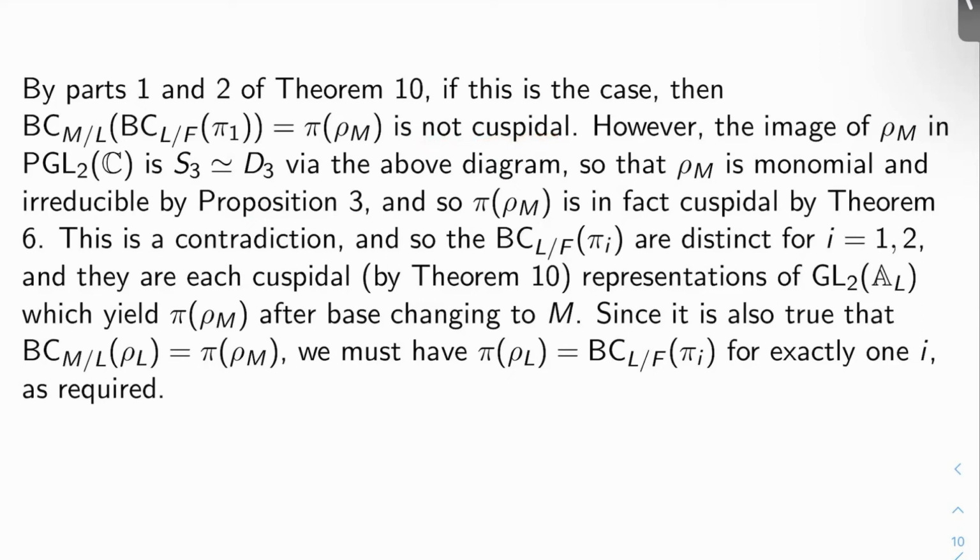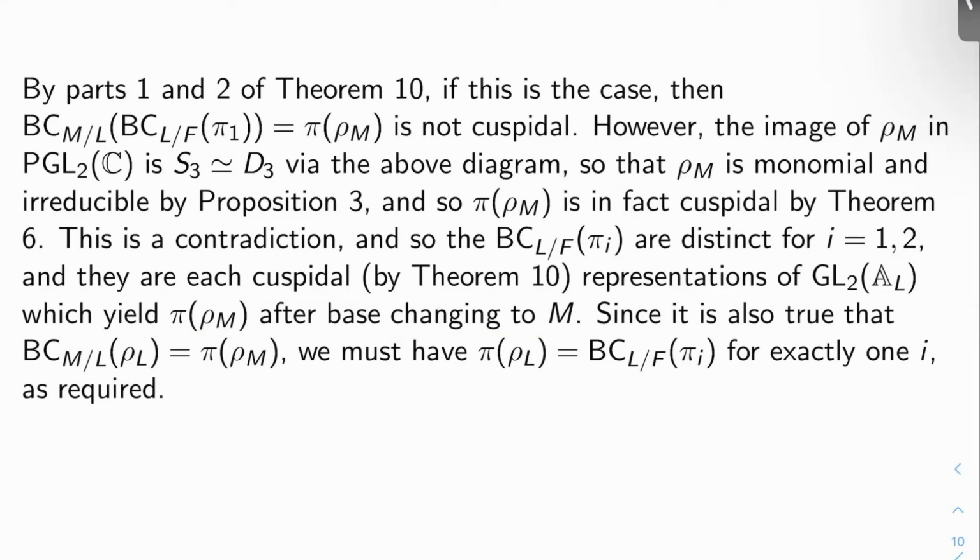So it is true that the base changes from F to L of the pi sub i are distinct for i equals 1 and 2. And in fact, they're each cuspidal by theorem 10 as representations of GL2 of the adeles of L. And we know both of them yield pi of rho sub M after base changing to M. I talked about that above on the previous slide.